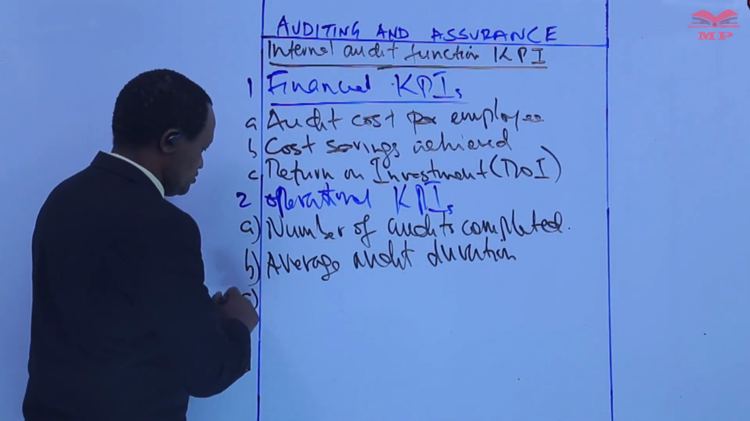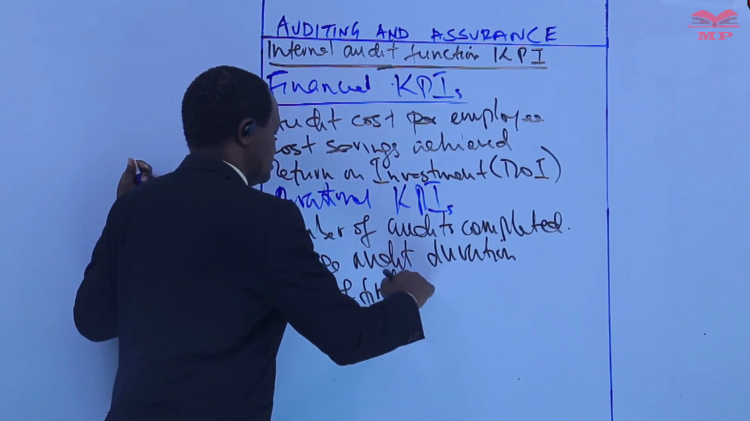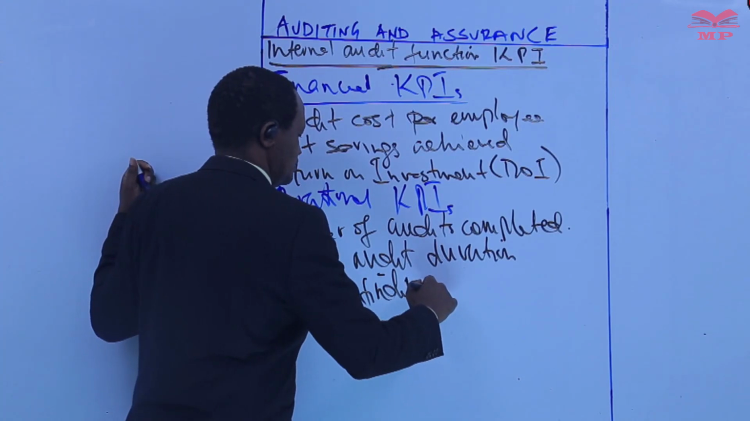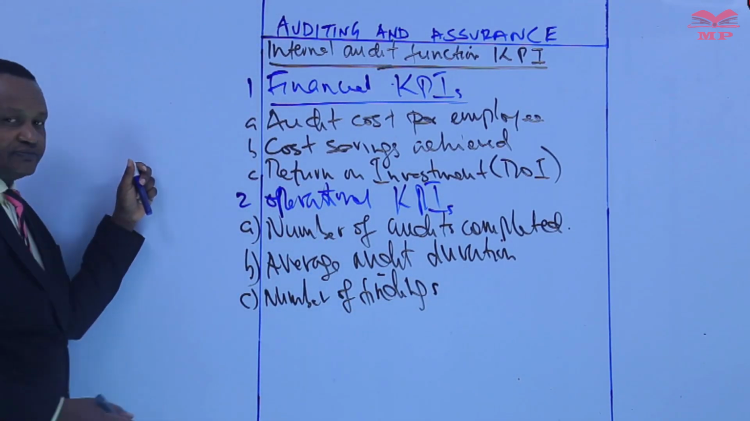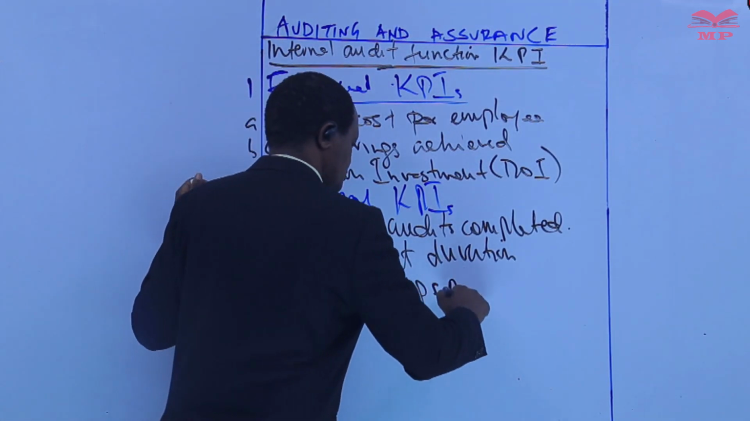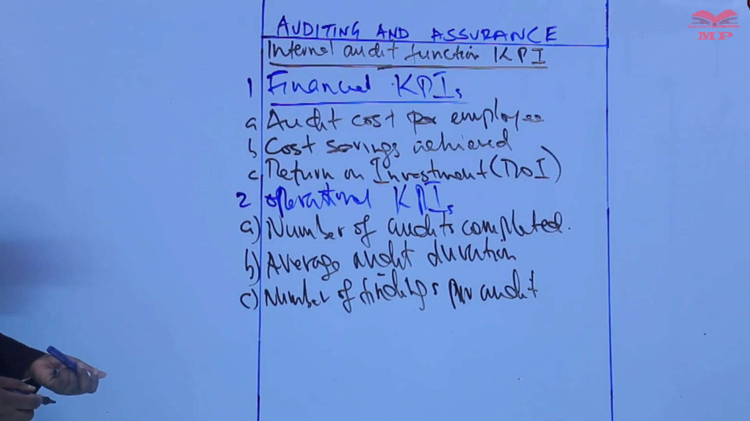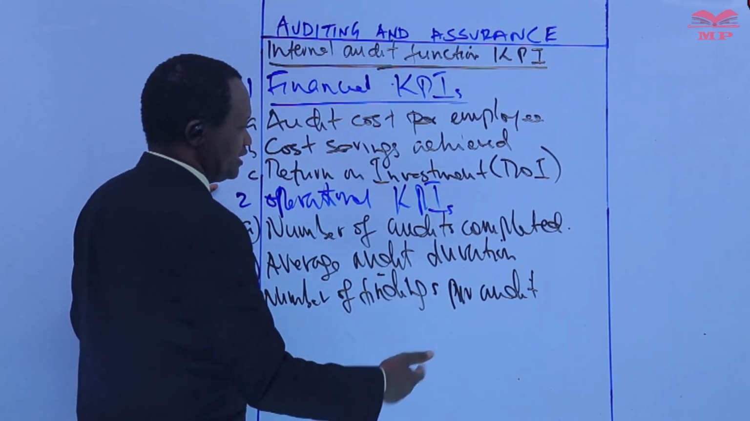Another example is number of findings per audit. Number of findings per audit is an operational key performance indicator which measures the effectiveness of the internal audit function in identifying issues and identifying areas of improvement.